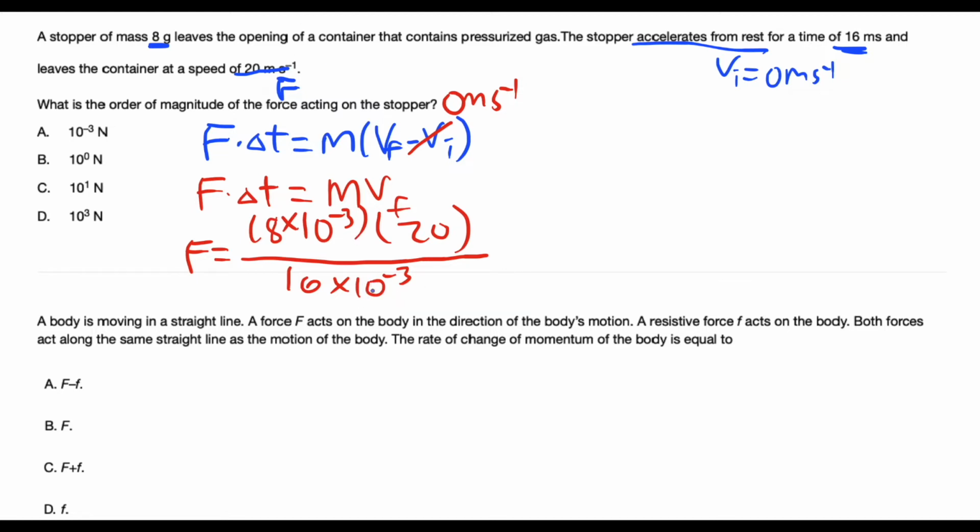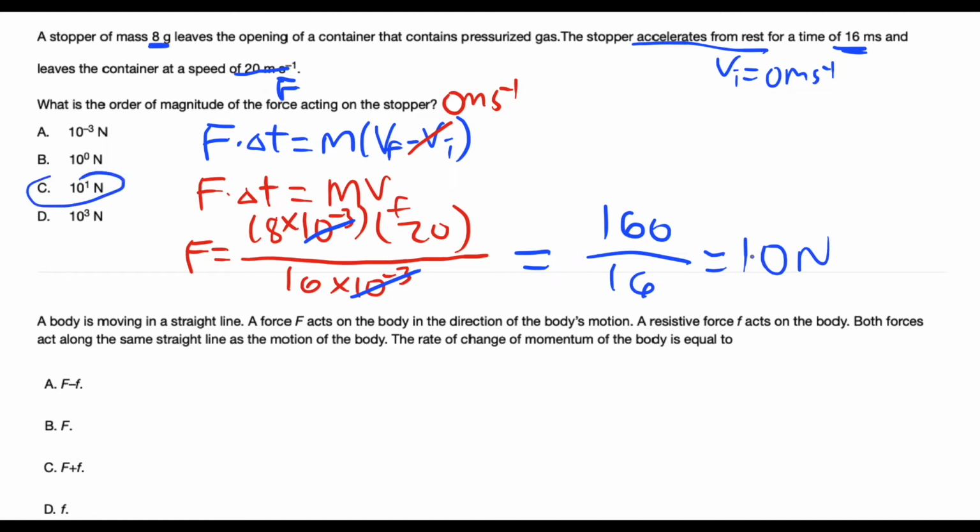Here the powers of ten cancel off. So it's going to be equal to 8 times 20, which is 160, divided by 16, which is equal to 10 Newtons. So the answer will be C. The order of magnitude of the force is 10 Newtons.